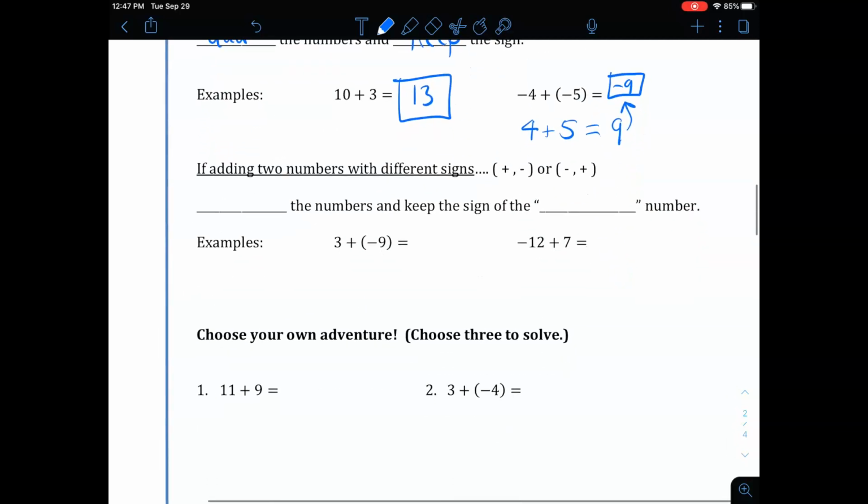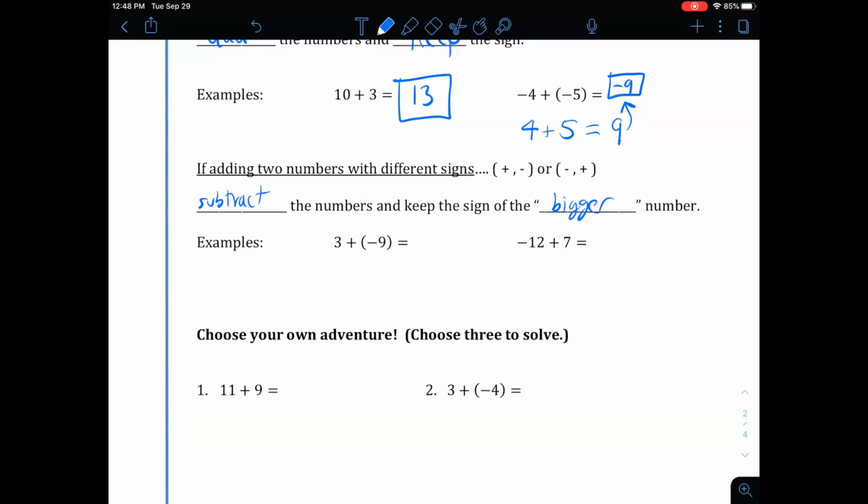Now, adding numbers with different signs, we have a positive and a negative, or a negative and a positive. We're going to subtract the numbers and keep the sign of the bigger number. I put bigger in quotation marks because it's actually the bigger absolute value. It's not actually the bigger number, like farther to the right on the number line or anything. It's just the bigger number. So, for example, 3 is bigger than -9. But 9 is a bigger number than 3, right? We just look at the actual number itself and not the sign is what I'm trying to talk about here, okay? So we're adding numbers with different signs.